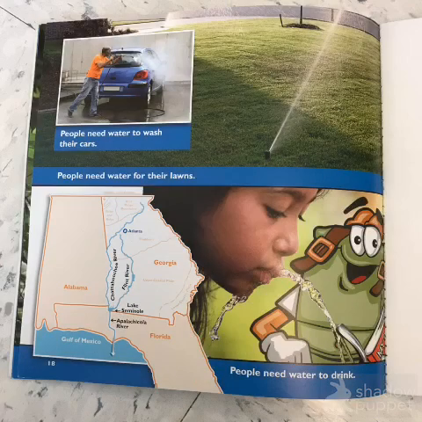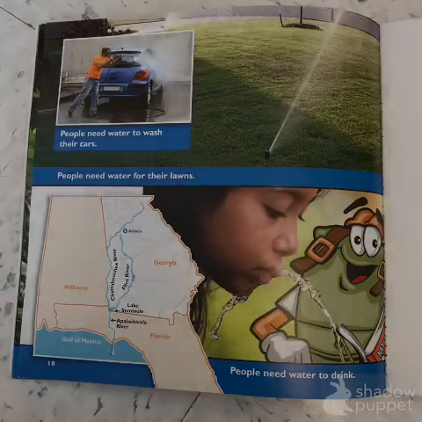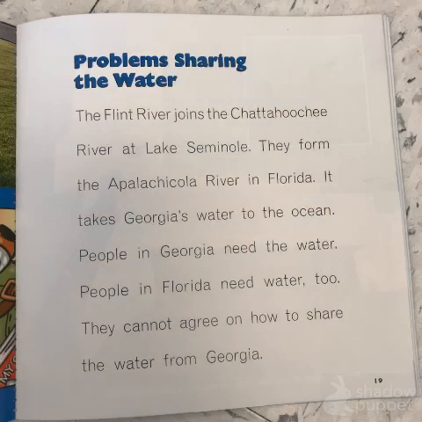People need water to wash their cars. People need water for their lawns, and people need water to drink. The Flint River joins the Chattahoochee at Lake Seminole. They form the Apalachicola River in Florida. It takes Georgia's water to the ocean. People in Georgia need the water. People in Florida need water too. They cannot agree on how to share the water from Georgia.